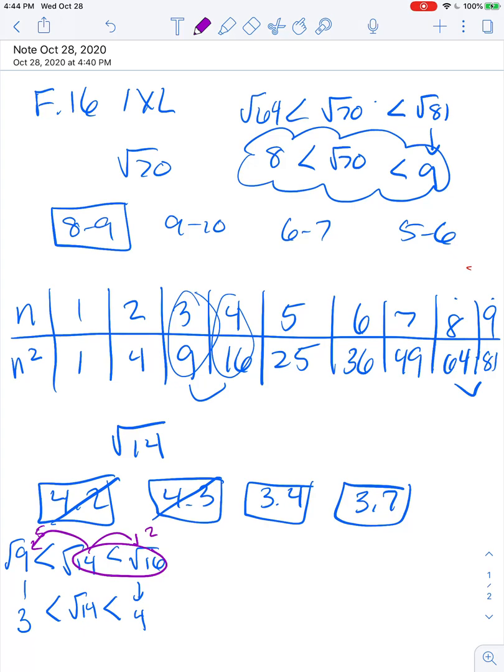So if this is a 3 and this is a 4, smack dab in the middle of those would be 3.5. And if I need something that's closer to this end than this end, I'm looking for something bigger than 3.5. So I'm going to use logic to choose 3.7, and that is going to be correct.